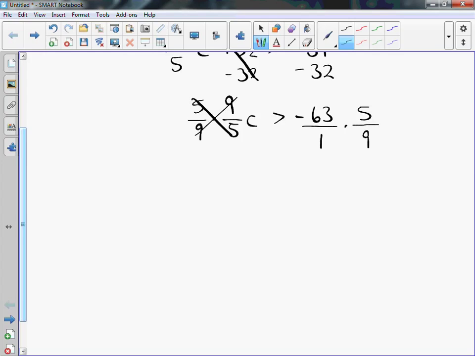Okay? Everything cancels over here. And that leaves us with c. And we multiplied by 5/9, which is positive, so our inequality symbol stays the same. Still a greater than sign. And negative 63 times 5 divided by 9 is negative 35. And we have it solved. C is greater than negative 35. Okay? So the steps to solving inequalities are the same as the steps for solving equations. We just have to look out for that pitfall of when we multiply or divide by a negative number.